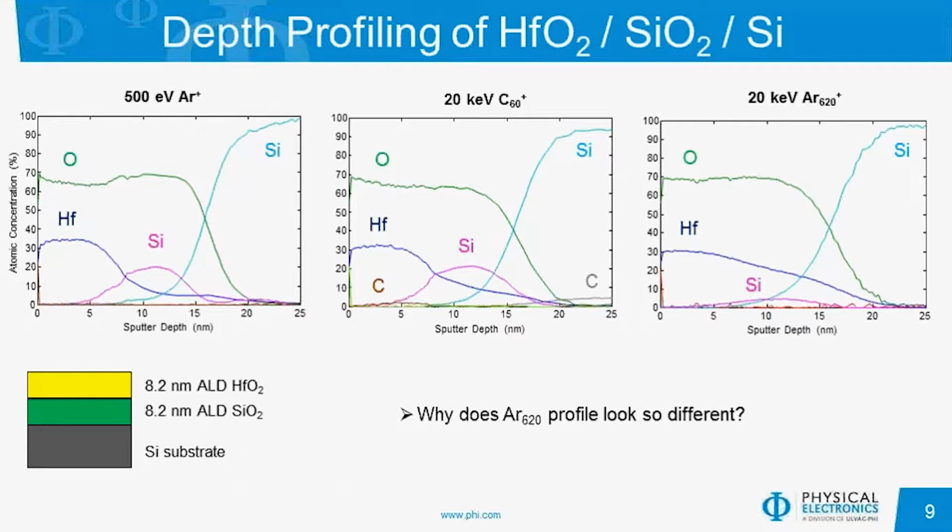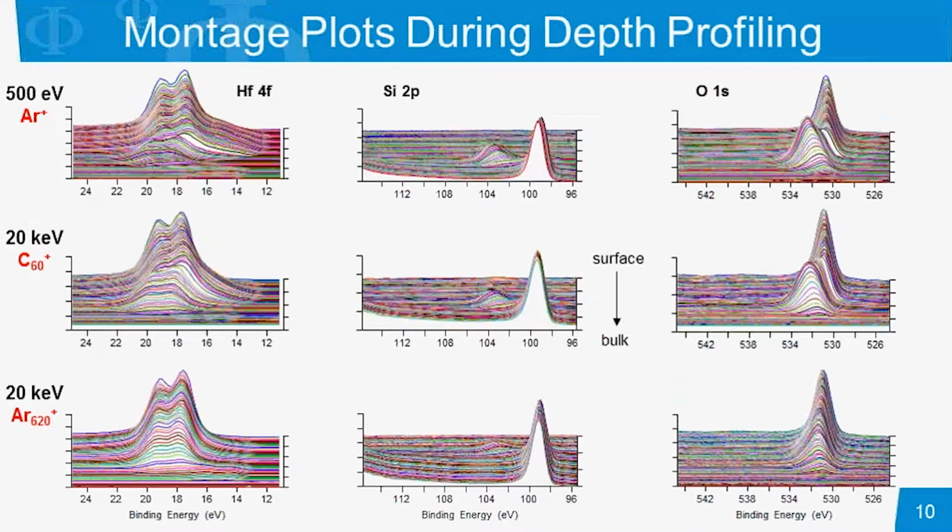Let's take a look at what may be happening with this GCIB setting on the right. What I'm showing here are montage plots through the sputter profile. So this is the spectra collected at each sputter step along the way. Going across the rows, these three figures are all part of the 500 eV monoatomic argon profile: the hafnium 4f spectra, the silicon 2p, and the oxygen 1s. In each of these, the first spectrum, the surface spectrum, is at the top, and as we profile through the material, we reach the bottom.